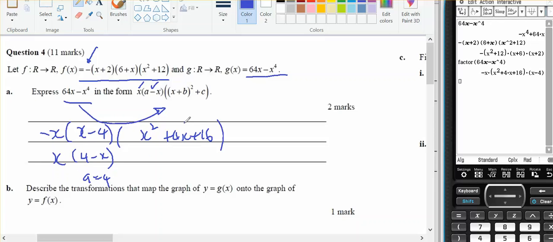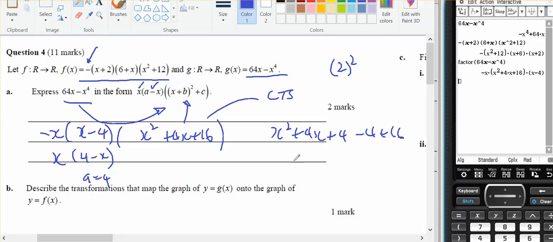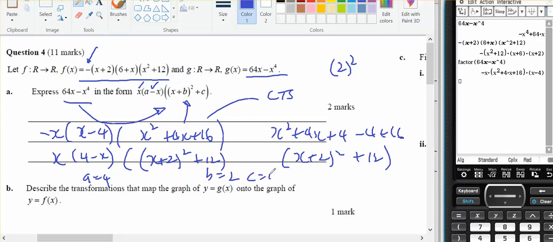And this I need to turn into that, which is in turning point form. So I'm going to complete the square. X squared plus 4x, a half of 4 is 2, 2 squared is plus 4, minus 4 plus 16. So it gives me x plus 2 all squared plus 12. And I've turned it into the form that I want. Therefore, b equals 2 and c equals 12, if the question had asked for a, b, and c, but it asked me to put it into that form. 2 marks for that. Okay, so this is the same as this.